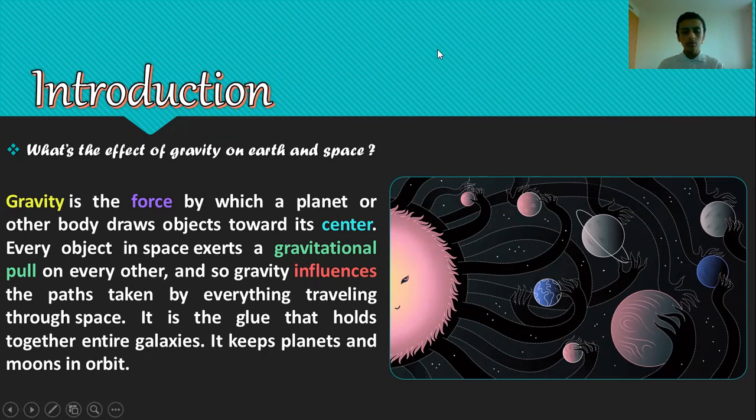Gravity is the force by which a planet or an object exerts on another object to pull it into its center, and this is the force that allows the sun to pull the planets in orbit, and also the same thing with the moons, where planets keep them in orbit.